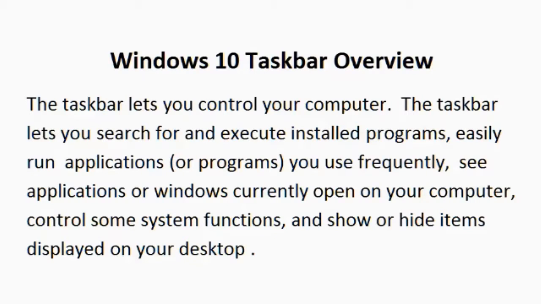Windows 10 Taskbar Overview. The taskbar lets you control your computer. The taskbar lets you search for and execute installed programs, easily run applications or programs you use frequently, see applications or windows currently open on your computer, control some system functions, and show or hide items displayed on your desktop.